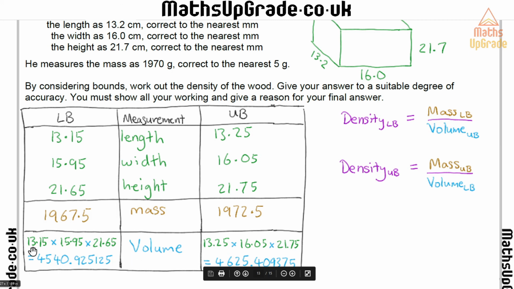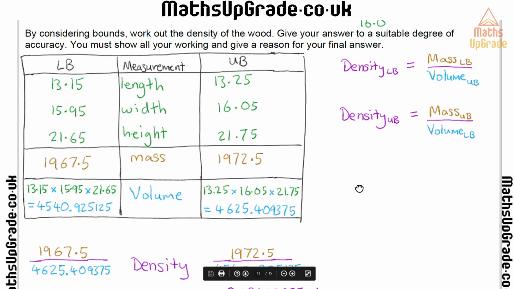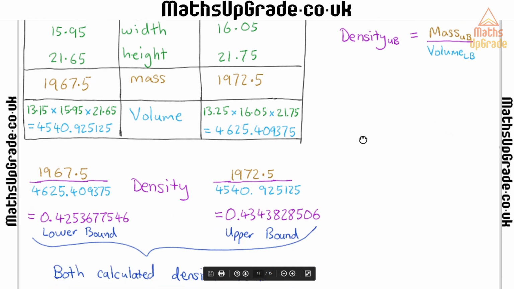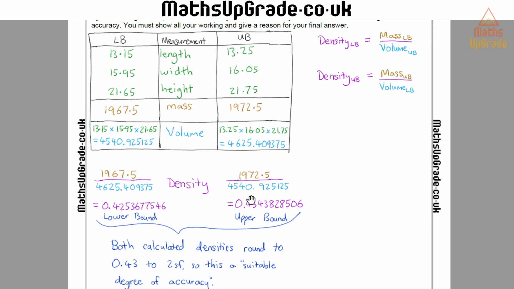Here is the lower bound of the volume. That is using these values here multiplied together to give the volume of that cuboid. Similarly for the upper bounds, I've multiplied them together to give the upper bound of that volume. Now to find the density, the lower bounds and the upper bounds are given there. So you can see I've used these formulae to find the lower bound and upper bound.